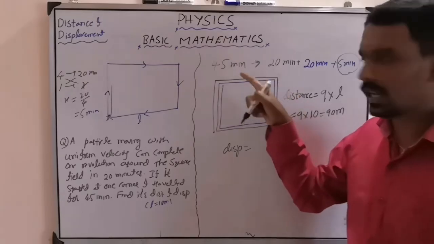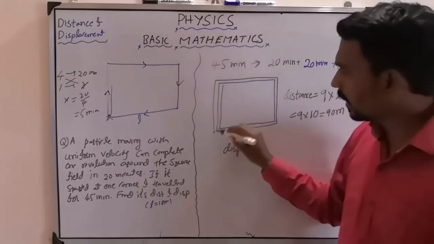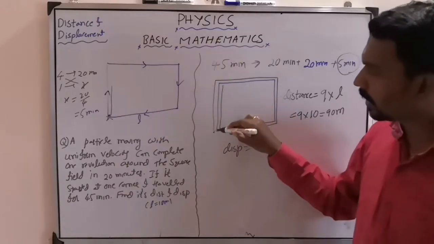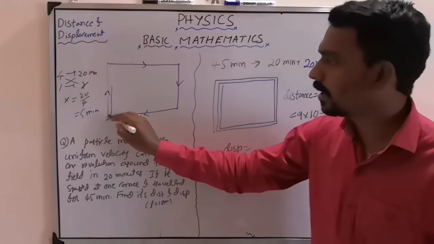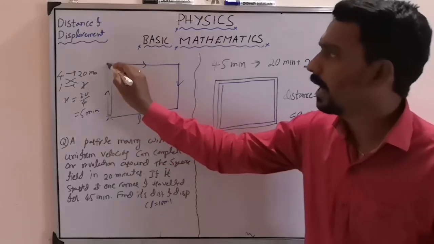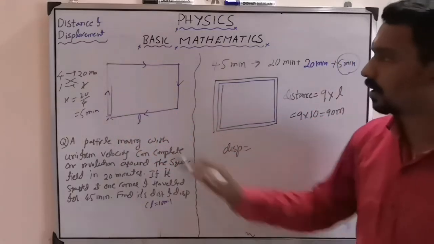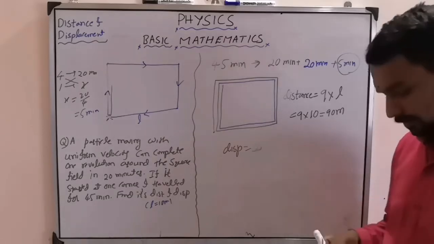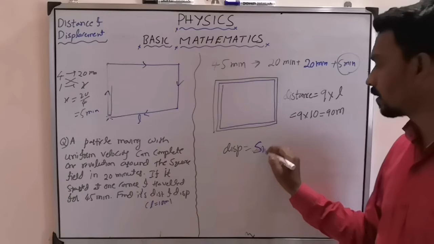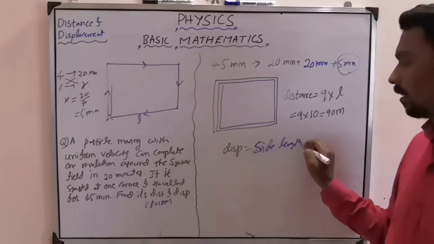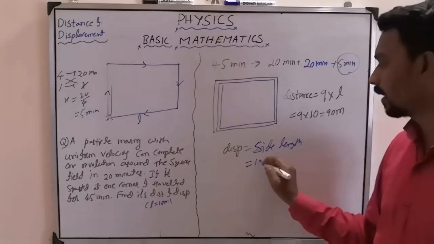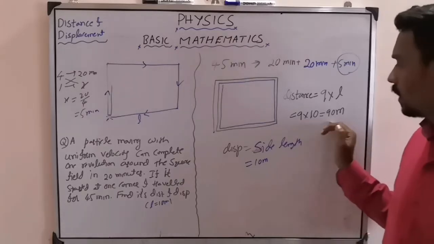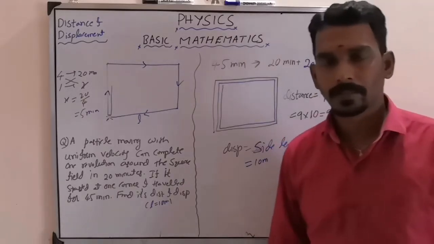But according to the given data, it is only 45 minutes. So he started here, he ended here. Then what is the shortest distance between initial and final? Like he started at one corner and he ended at the adjacent corner. So the displacement equals the side length. So what is the side length? 10 meter. So the displacement is 10 meter and the distance is 90 meter.